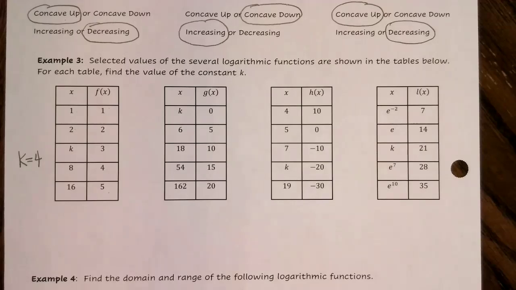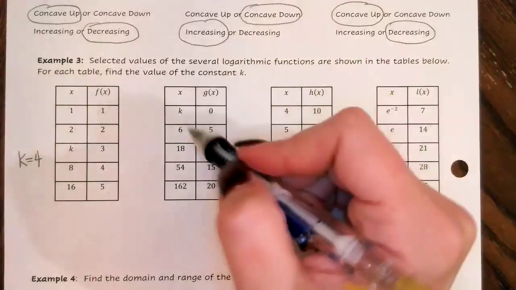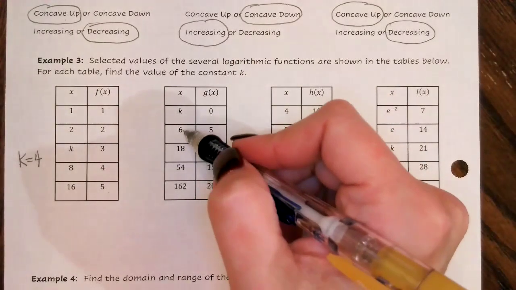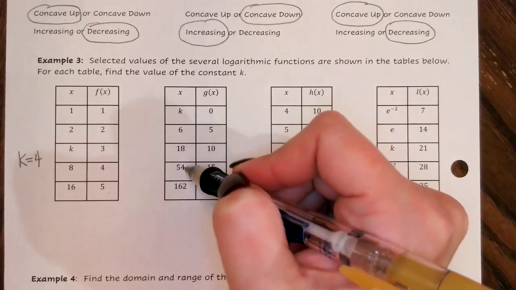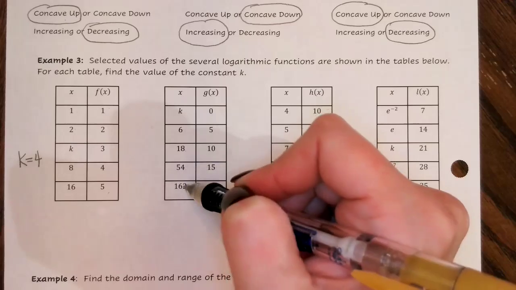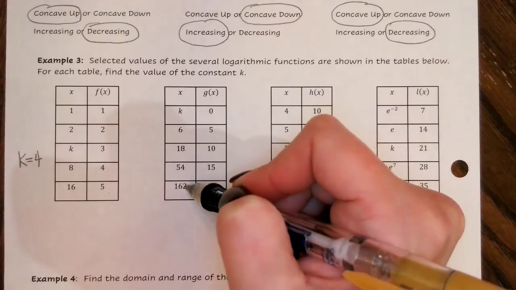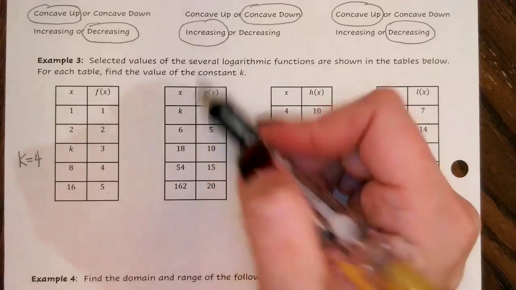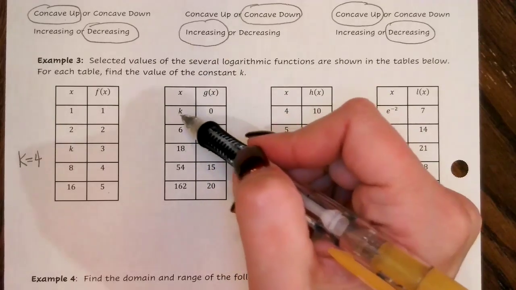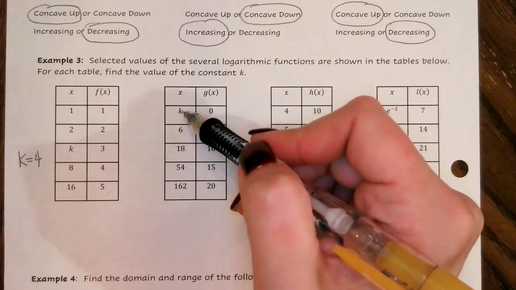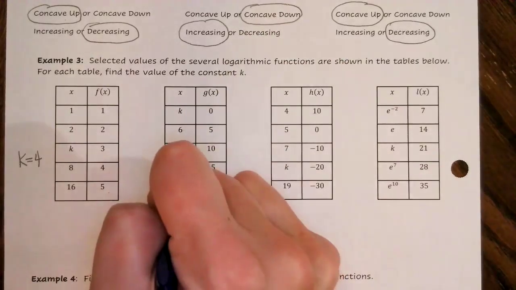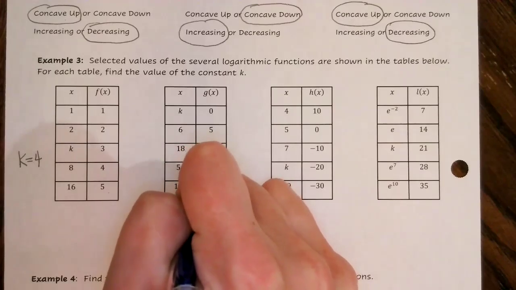So when we look at our second one here, think through what's happening on these. From 6 to 18, we multiply times 3. From 18 to 54, we multiply times 3. From 54 to 162, again, we multiply times 3. And so if I wanted to go back and figure out what was k, if I'm multiplying times 3 this way, I would divide by 3 here. So my k value is equal to 2.